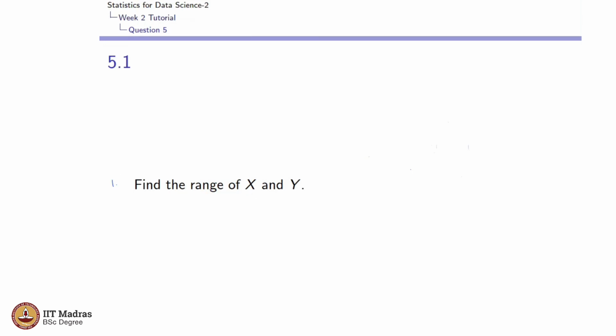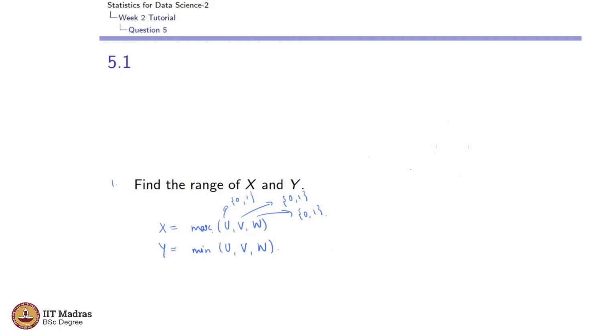So the first question that we have here is to find the range of X and Y. What is X? X is the maximum of U, V and W. And Y is the minimum of U, V and W. As each of U, V and W is a Bernoulli random variable, each of them will take the value in 0, 1.